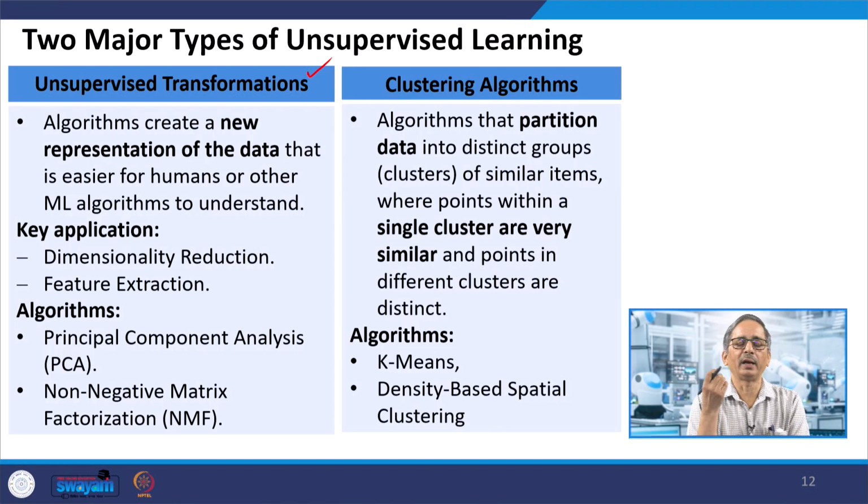The next type of unsupervised learning is the clustering algorithm. Here the algorithm partitions data into distinct groups of similar items. The clustering algorithm segregates the groups where points within a single cluster are very similar and points in different clusters are distinct. There are two popular algorithms, k-means and density based spatial clustering. In today's lecture I am going to elaborate much more on the k-means algorithm.